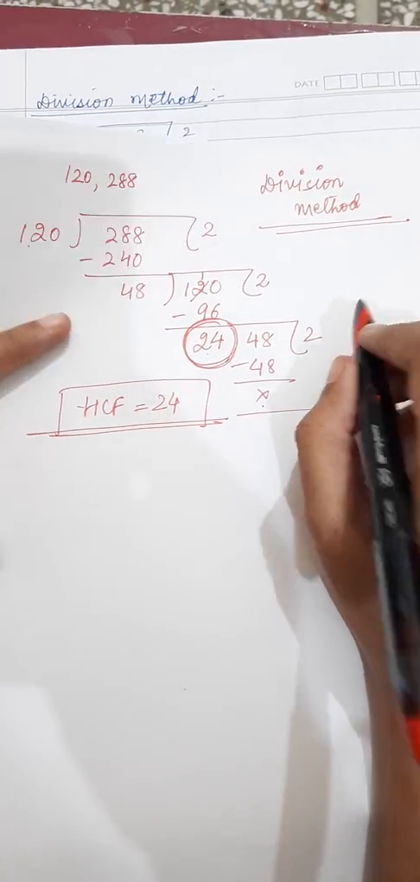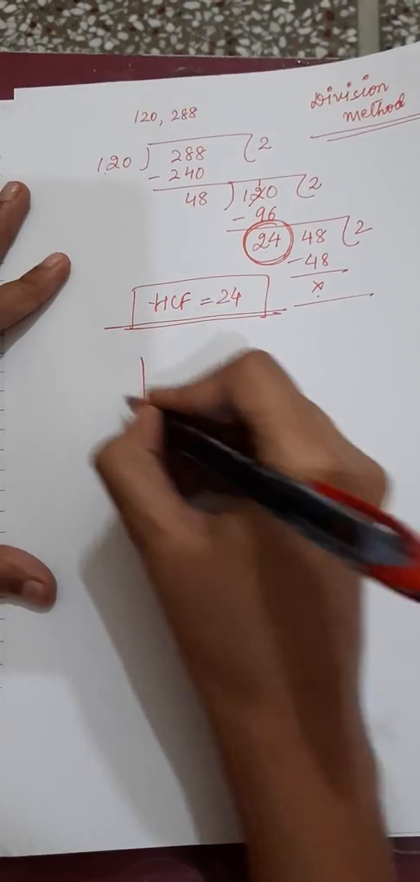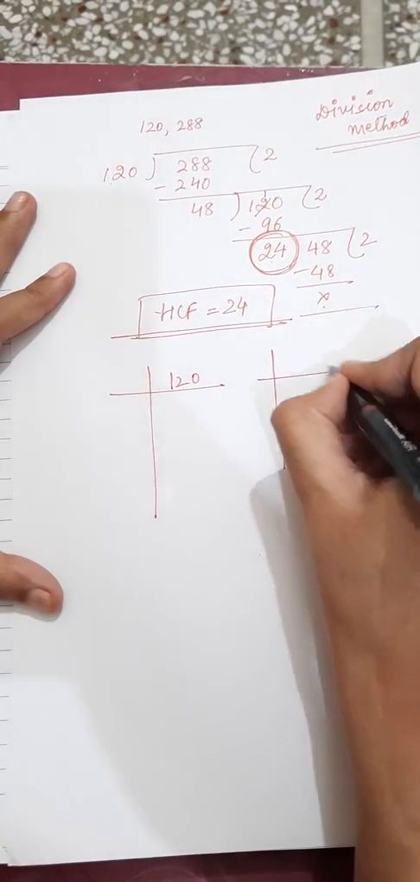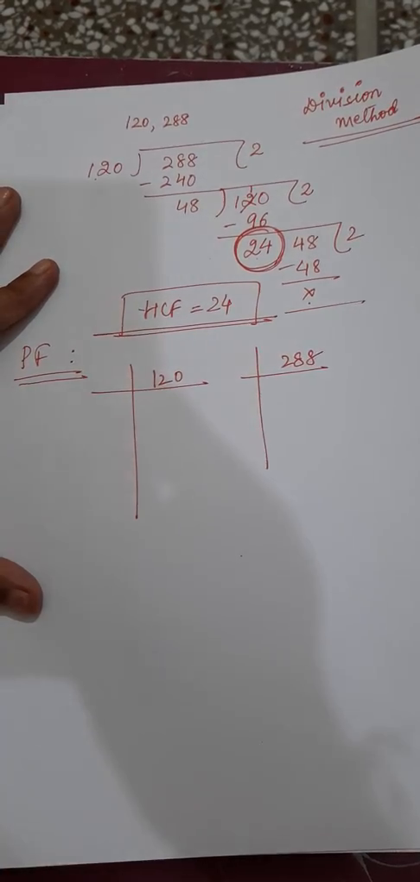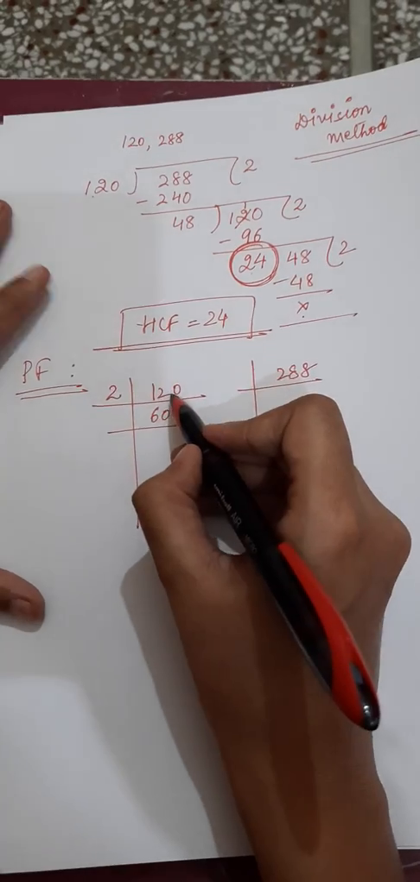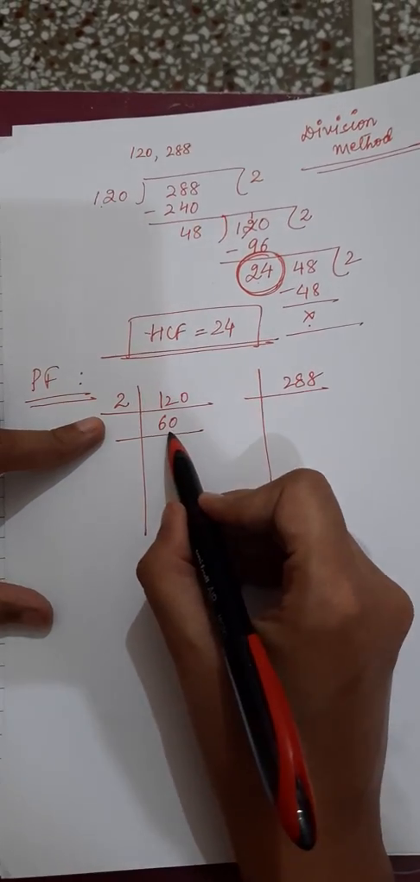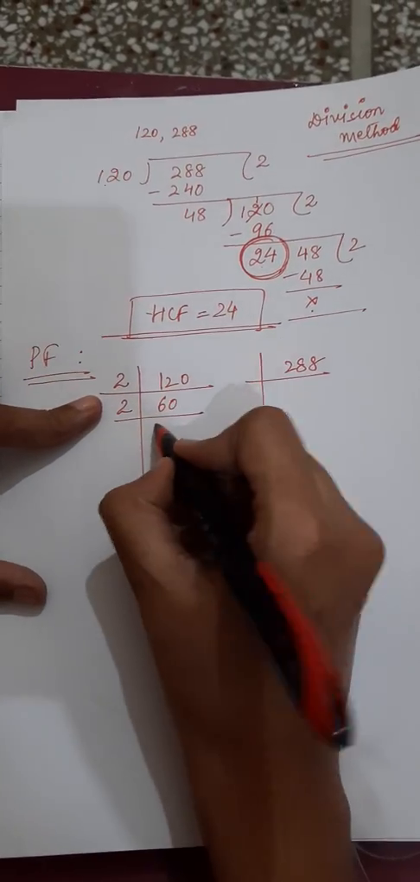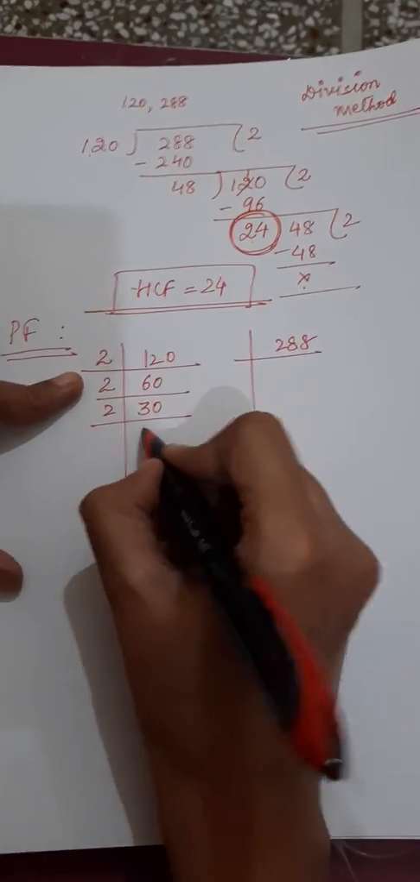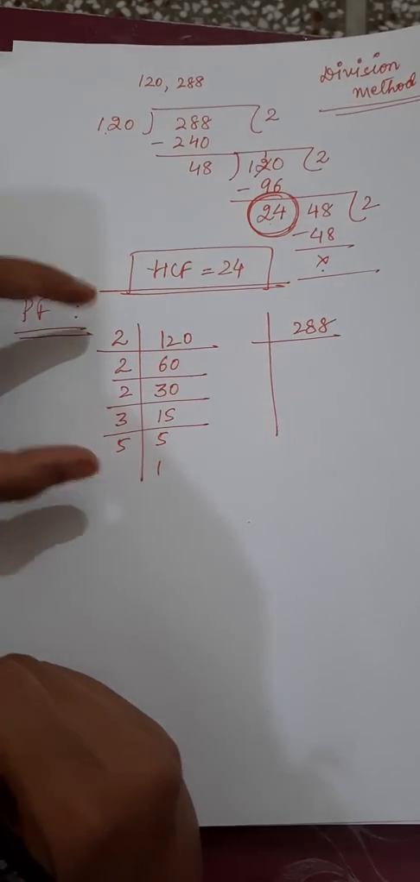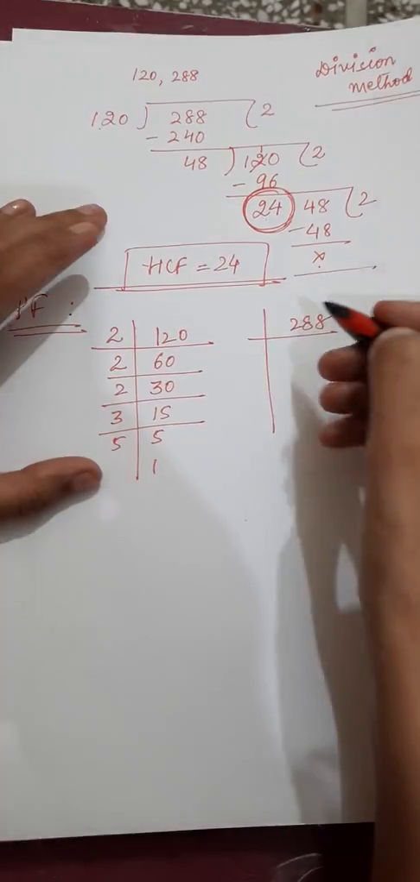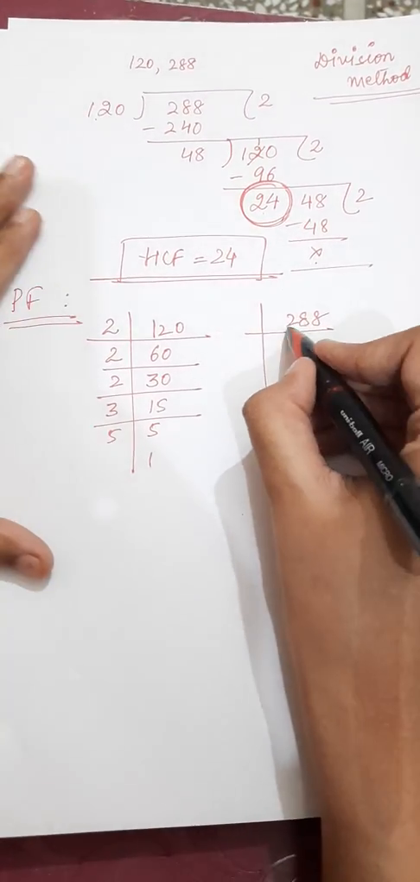Prime factorization method, you all know it, but still I will do one complete part for you. This is 120 and this is 288. Here I am going to use the prime factorization method. Firstly, 120: you will divide 120 by 2 and it will give you 60. Again 60 you are going to divide by 2, it will give you 30. Then 2, then 3, then 5, then 1. These are the prime factors of 120. Now let us take out the factors of 288.